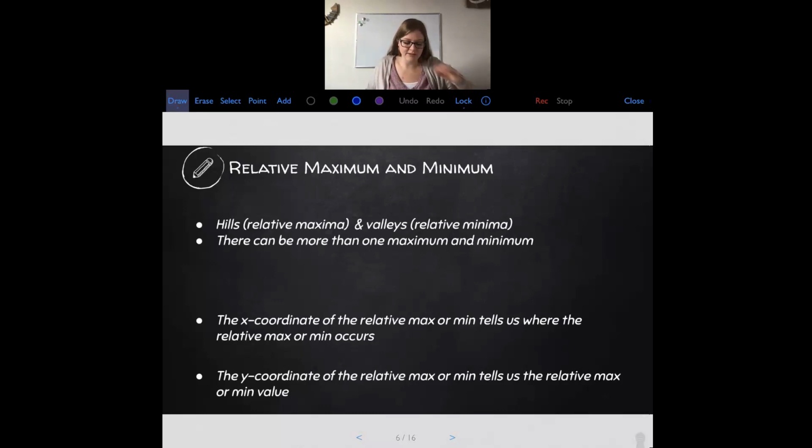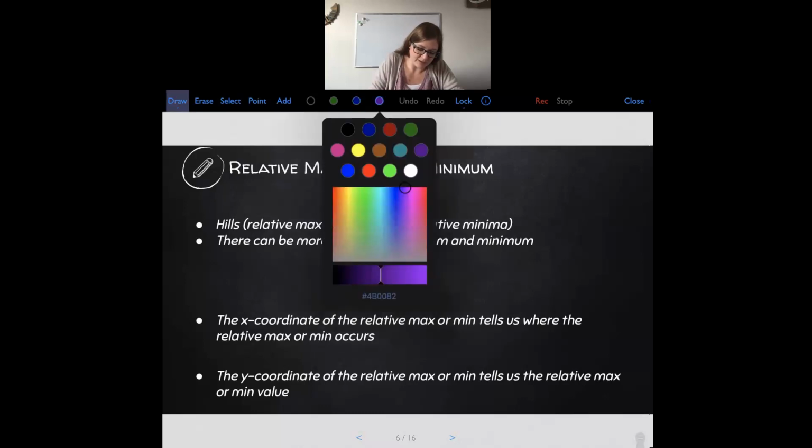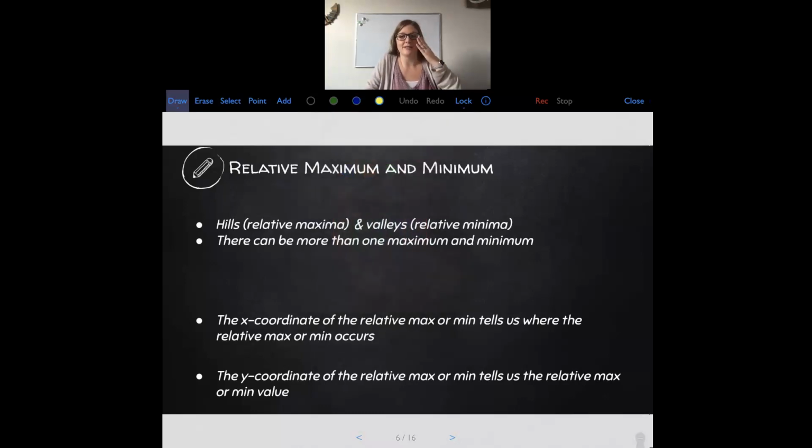Next, relative maximum and minimum. So hills and valleys of a graph. The hills are the relative maxima, and the valleys are the relative minima. Whenever I talk about this, I'm from northern Nevada where we have Lake Tahoe, so mountains, and then I'm from the valley that's right under it.